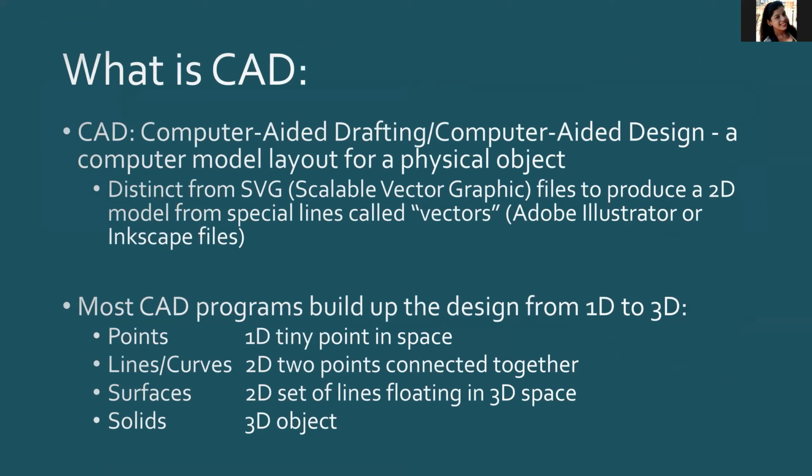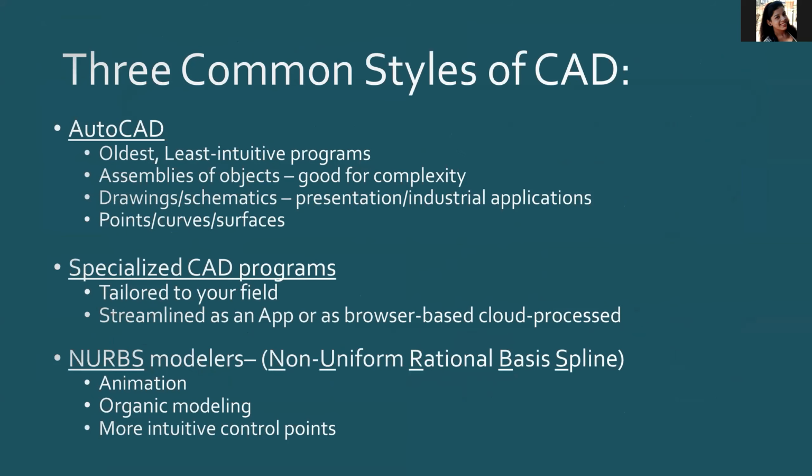Computer-aided drafting, computer-aided design. You go through all the dimensions until you get to the third one, right? Like that's the idea. So it's a little bit different than, say, the vector graphics files, scalable vector graphics, but it does use those potentially. So here we have the old style AutoCAD. We have a little bit more specialized CAD programs, and then we have more NURBS modelers, which is good for animation, organic modeling, more intuitive interfaces sometimes.